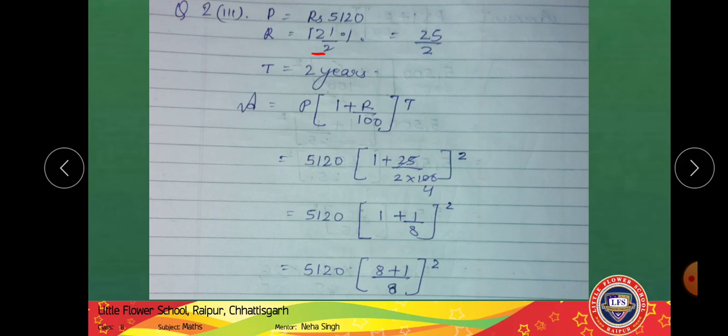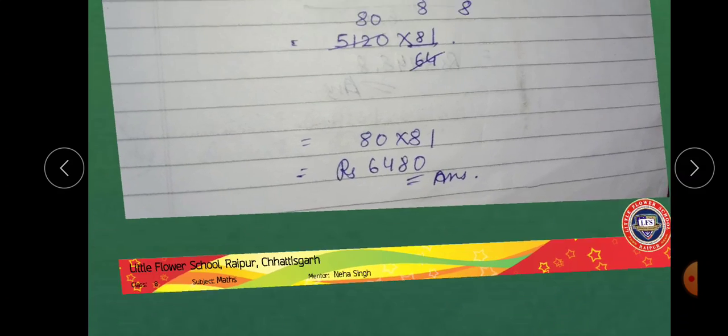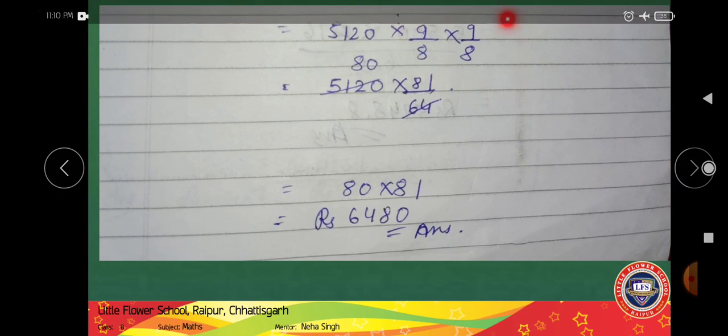5120 into 1 plus 25 by 100, right? 25 by 2, where has this 2 come from? This 2 we have written it as 25 by 2, right? So this 2 has come in the denominator. Square. So 5120 into 1 plus 25 ones are 25, 25 fours are 100, 4 into 2 is 8. So 1 plus 1 by 8. Again we'll cross multiply. We are left with 5120 into 9 by 8 into 9 by 8.